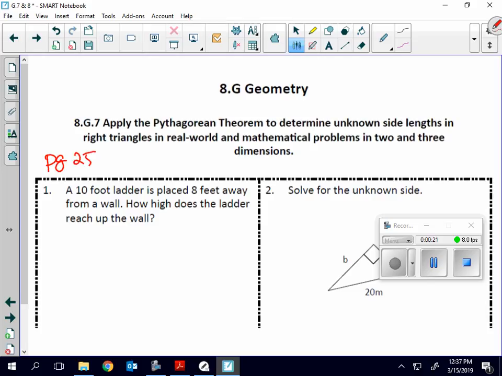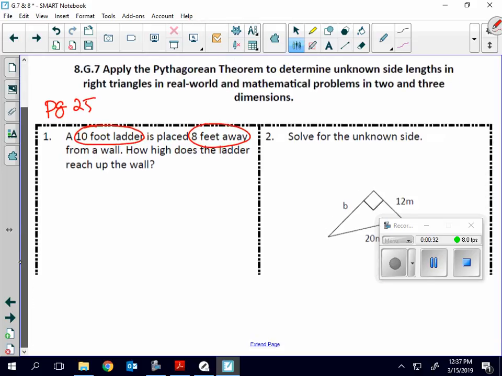Okay, so number one, a 10-foot ladder is placed 8 feet away from a wall. How high does the ladder reach up the wall? So if I were to draw a picture of this, I have my wall here, it's supposed to be straight, and my ladder is placed 8 feet away from the wall, so we'll call this distance 8 feet. And here's our ladder. We can even make it a picture of a ladder, right?